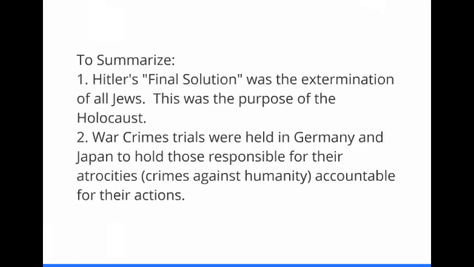So then, just to sum up, Hitler's final solution was the extermination of all Jews. I should point out some numbers to you. 6 million Jews were put to death. A total of about 12 million people were put to death. So there were about 6 million non-Jews that were also put to death.